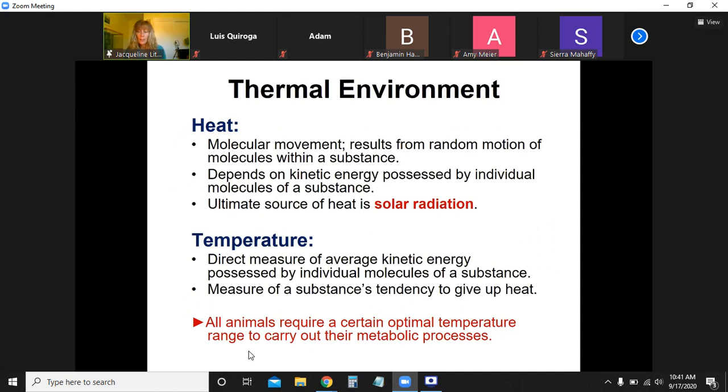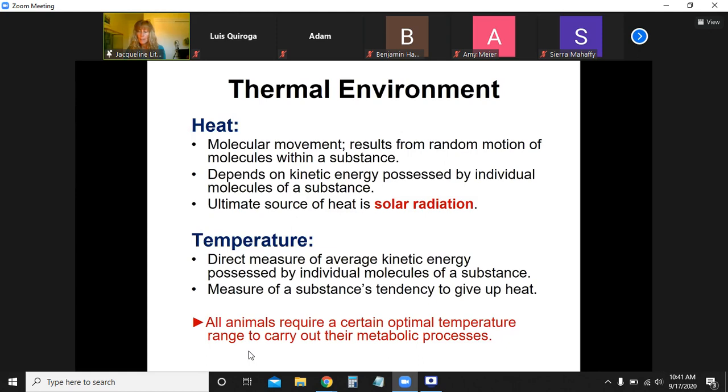Okay, so then there's the thermal environment. A description of the nature of temperature and heat exchange processes is really important to understanding a lot of the morphological and behavioral adaptations of animals, right? Just like the temperature effect on the Coqui frog calling, right? So that behavioral change because it was too cold to call.